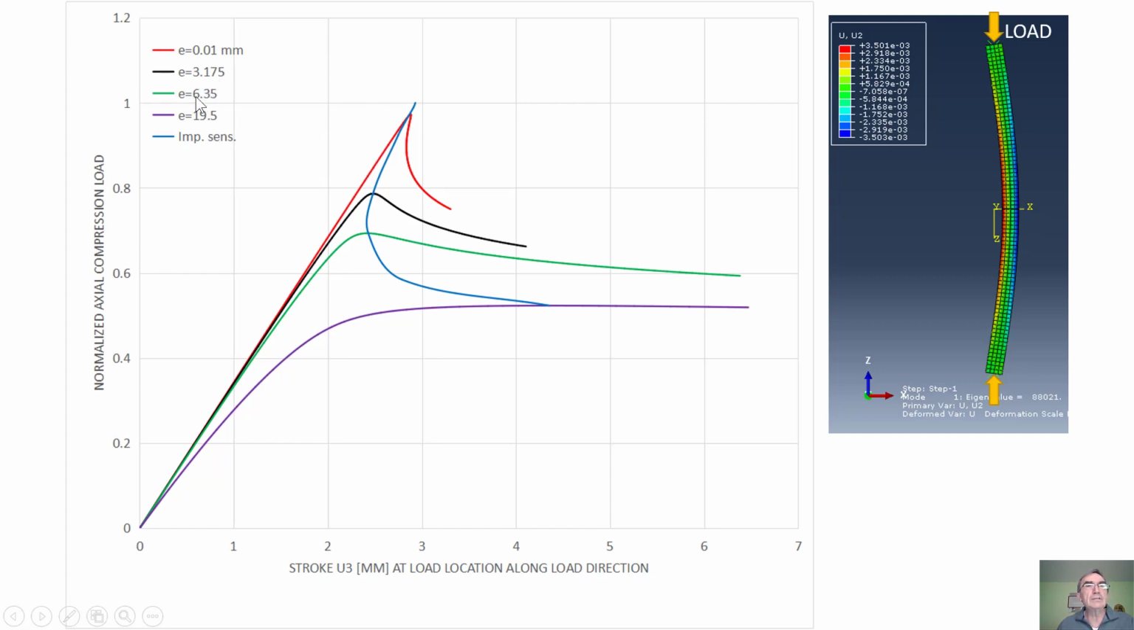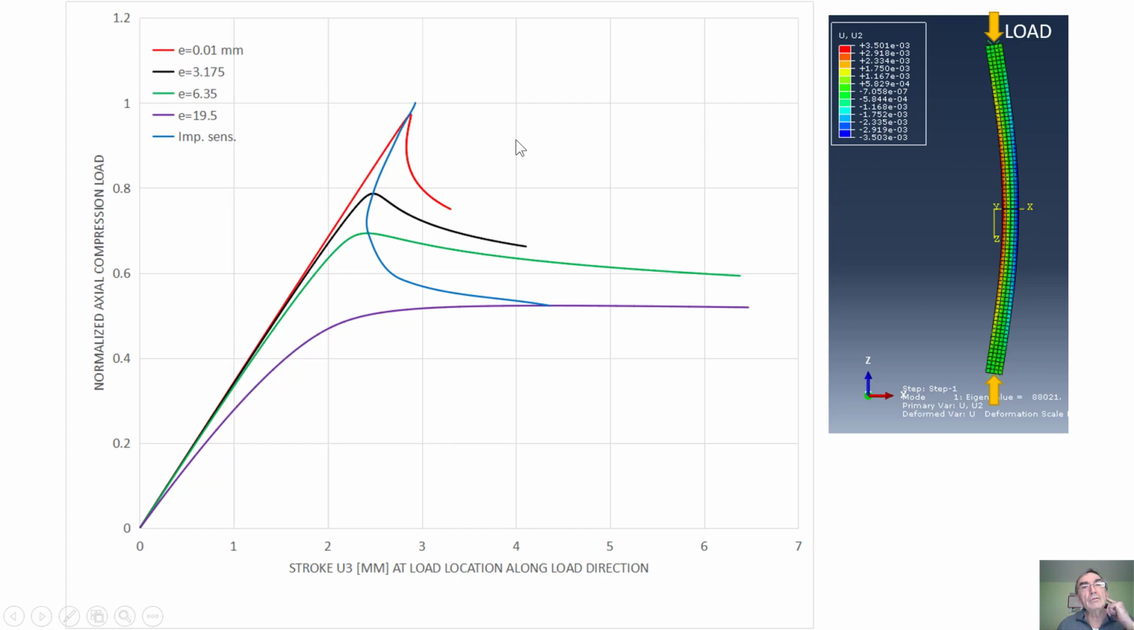And if the imperfection is 6.35, which means the thickness of the flange, then it is the green curve, and with the green curve, I lost 30% of the load capacity of the column. And if the imperfection is huge, like 19.5, then there's a purple line, which appears not to have a peak, but it does. This is a peak. And with that, I lost almost 50% of the load capacity of the column.